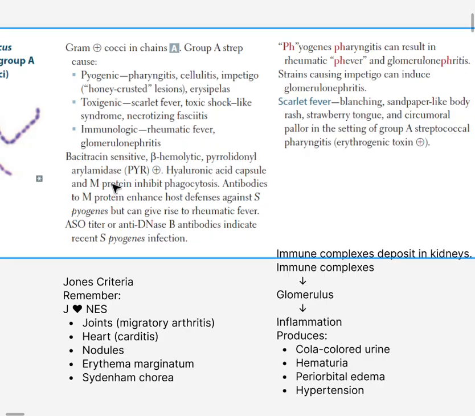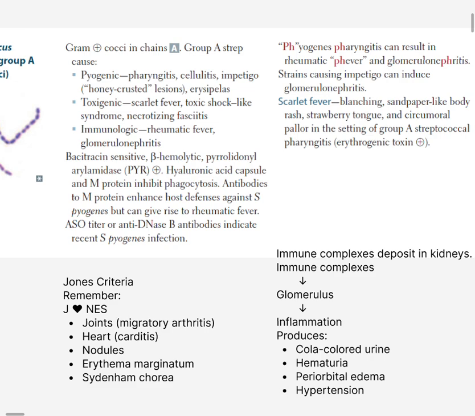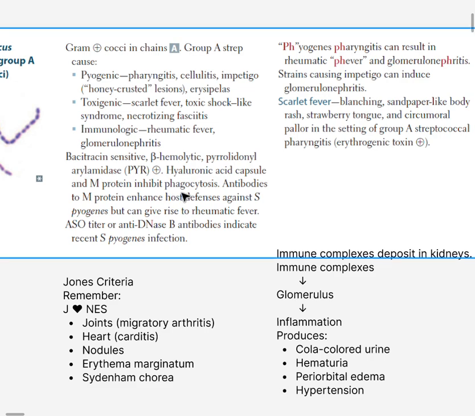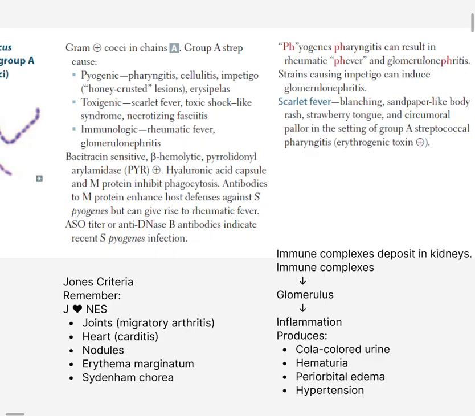Then we have the M protein, and this M protein is very important because it blocks phagocytosis. Without the M protein, this bacterium becomes less virulent because the M protein helps to evade phagocytosis. Antibodies to this M protein enhance host defenses against S pyogenes, but they can also give rise to rheumatic fever, right? Antibodies against this M protein may protect against infection, but can cause rheumatic fever. That's like a double-edged sword we have to play with.